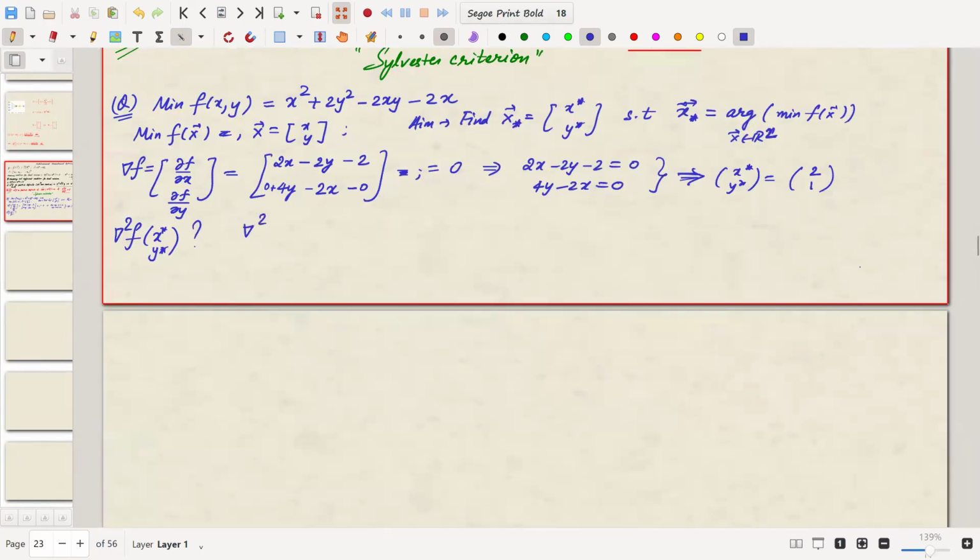First of all, what is grad 2f? Grad 2f will look like, it will be a square matrix. Okay, it will be a square matrix. What is the order of that square matrix? 2 by 2, because you have two variables. 2 variables, 2 by 2. 3 variables, 3 by 3. N variables, n by n.